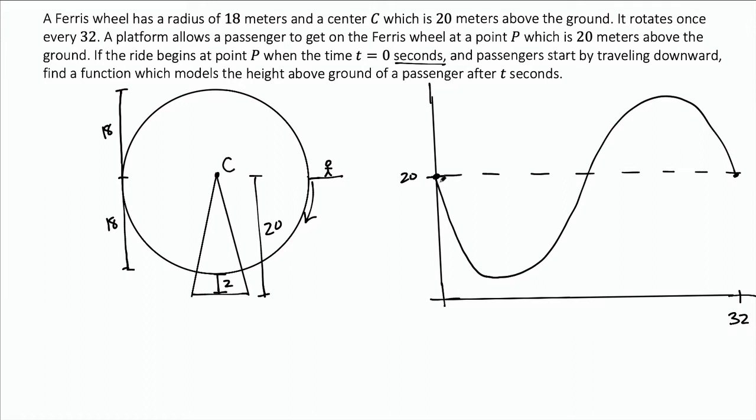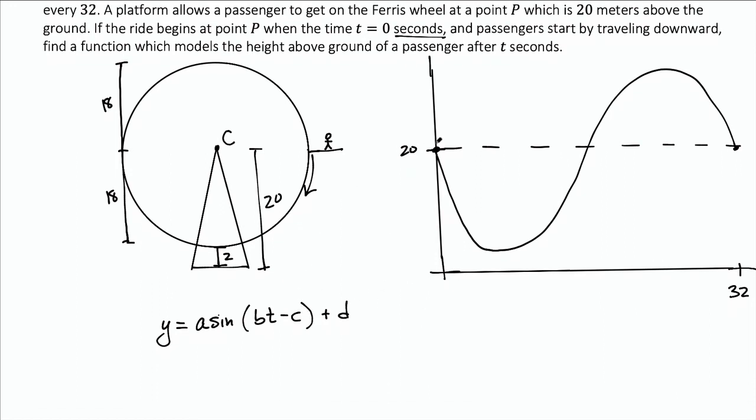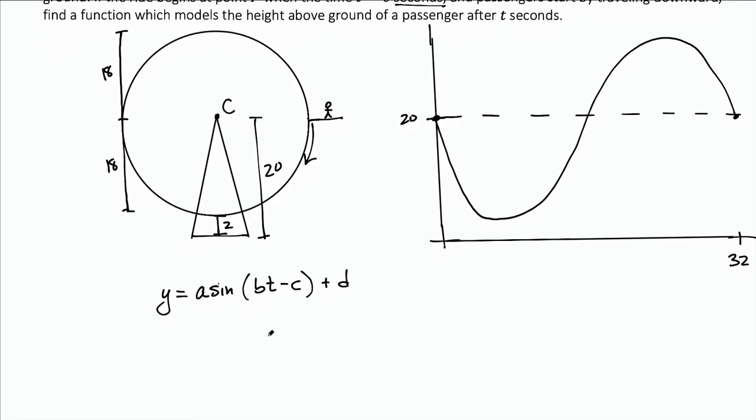So we know that, first of all, because we start on the midline, we're going to work with a sine function here. Our most general form is y equals a times sine of b times (t minus c) plus d. Now, because it starts at t equals 0, we're going to say that c is 0. There's no shift here. So c is going to be 0.